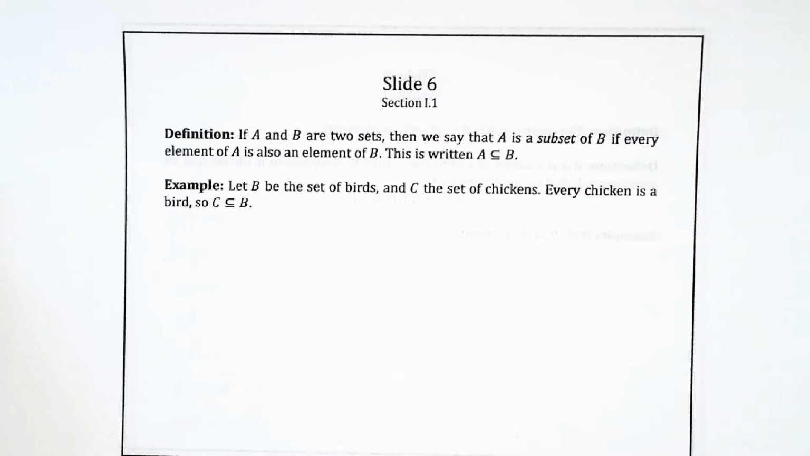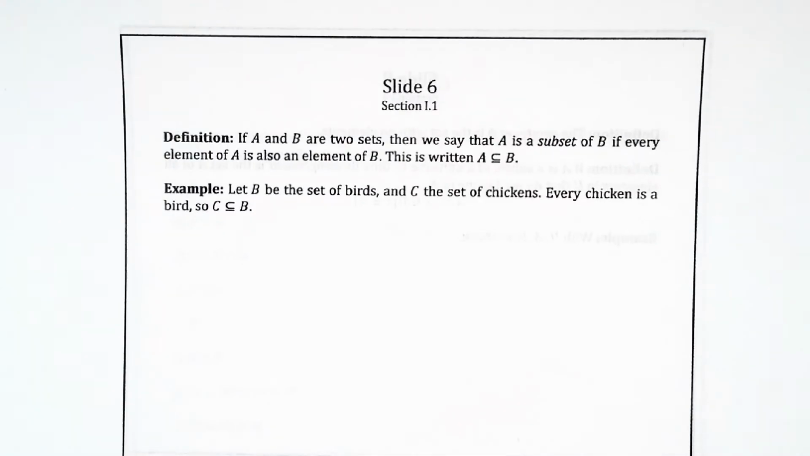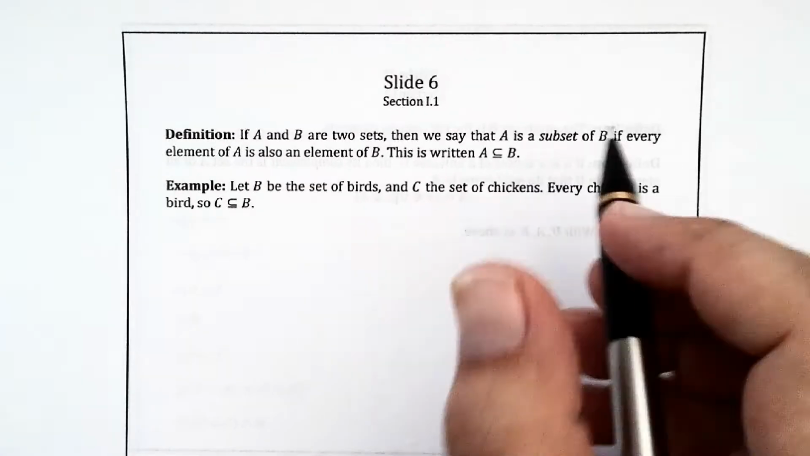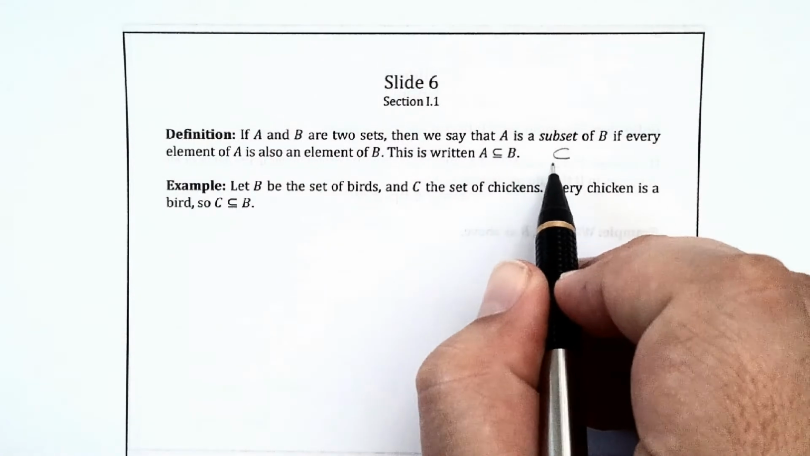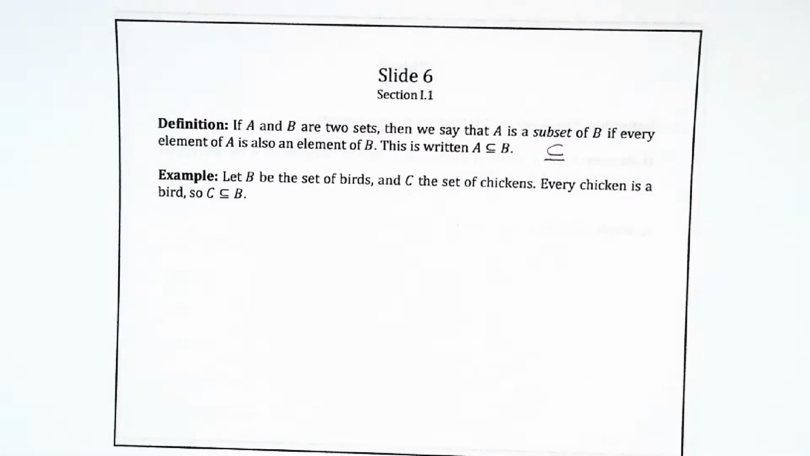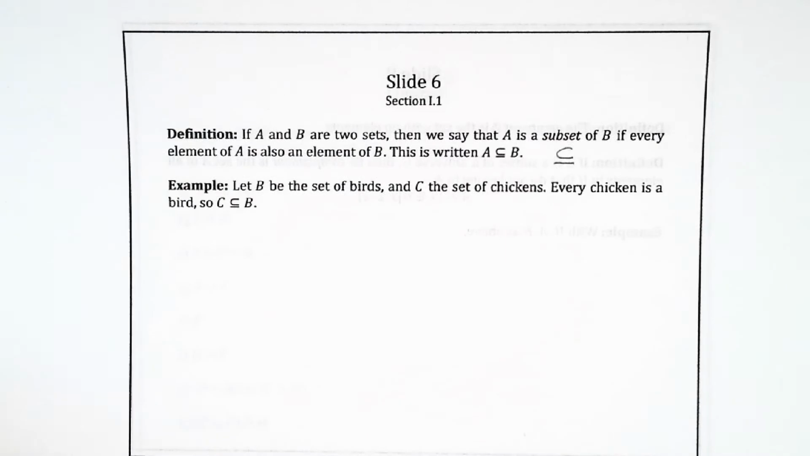Next, if A and B are two sets, then we say that A is a subset of B if every element of A is also an element of B. This is written as A is a subset of B, using this little symbol. It looks like a horseshoe with a line under it. Everything in A belongs to B.